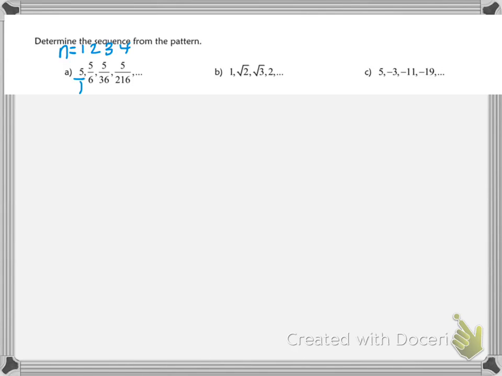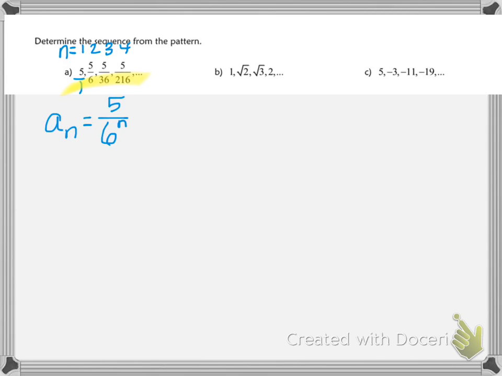So we're going to set this up by starting with a sub n equals 5 over. Now, in terms of the denominator, we've got 1, 6, 36, 216. Those are all powers of 6. 1 is 6 to the 0 power, 6 is 6 to the first power, 36 is 6 squared, and 216 is 6 cubed. So it's going to be 6 to some power. Let's start with 6 to the n and see if that works.